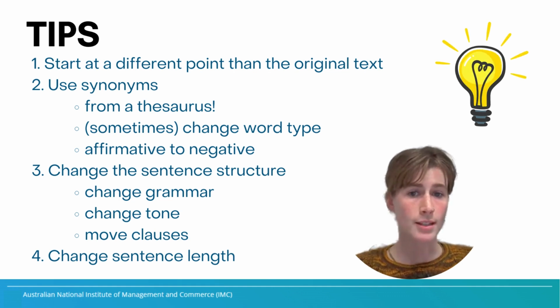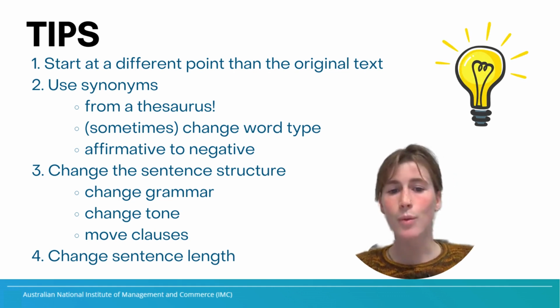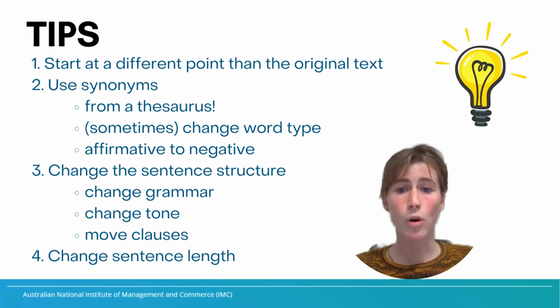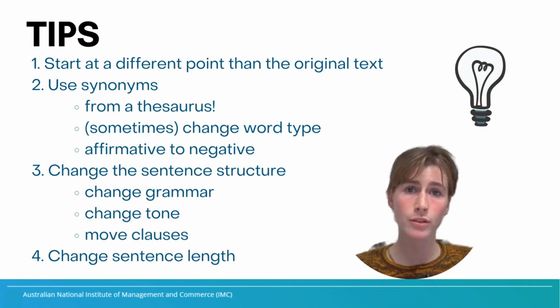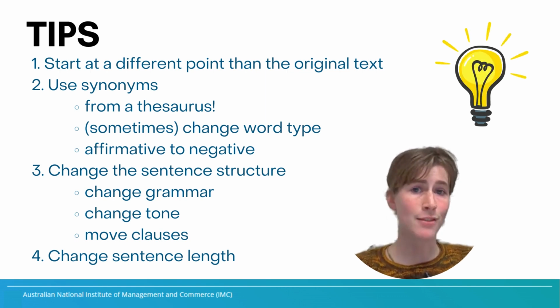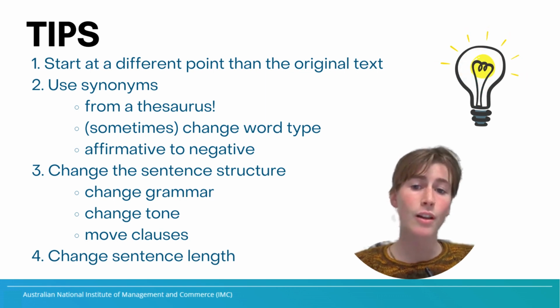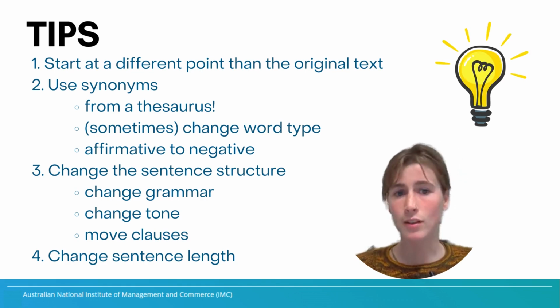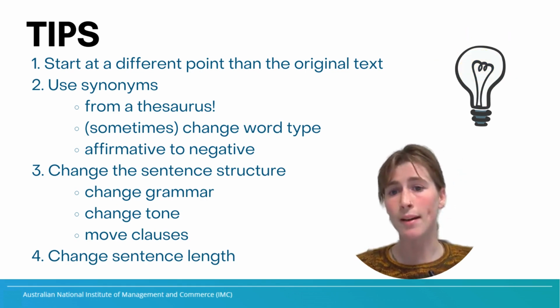Or we could change the sentence structure. We can change past tense to past participle and add was. For example, wrote to was written. This changes the tone to a passive voice, which we often use for paraphrasing. Last, we can also change the length of our passage, perhaps by breaking a long sentence into two smaller parts.